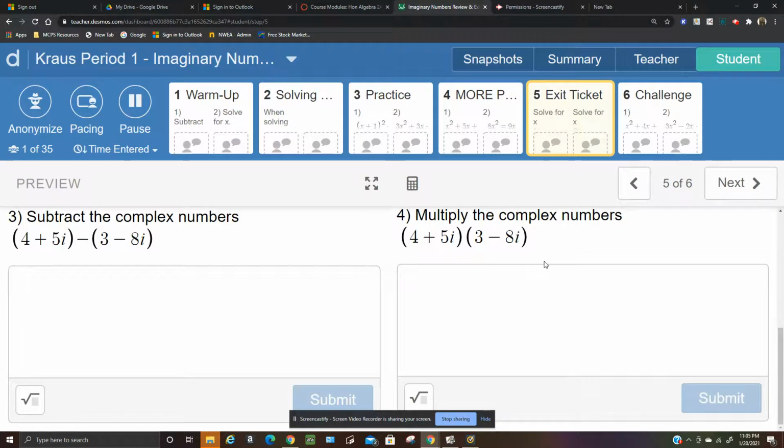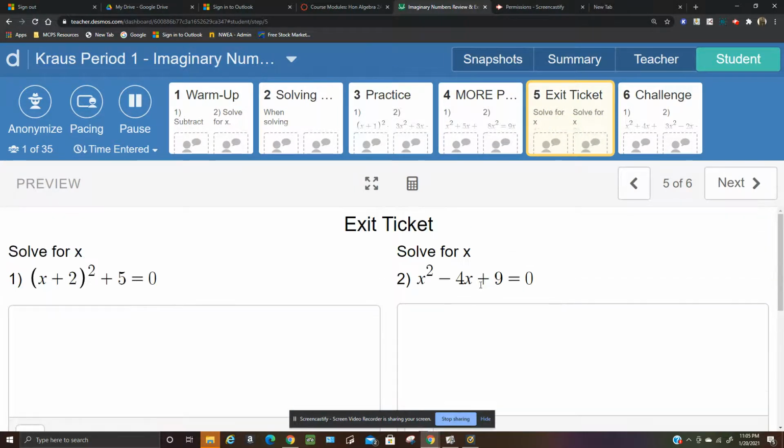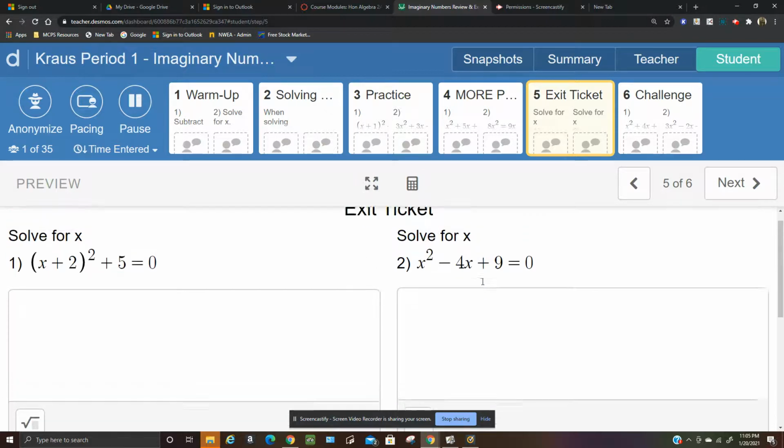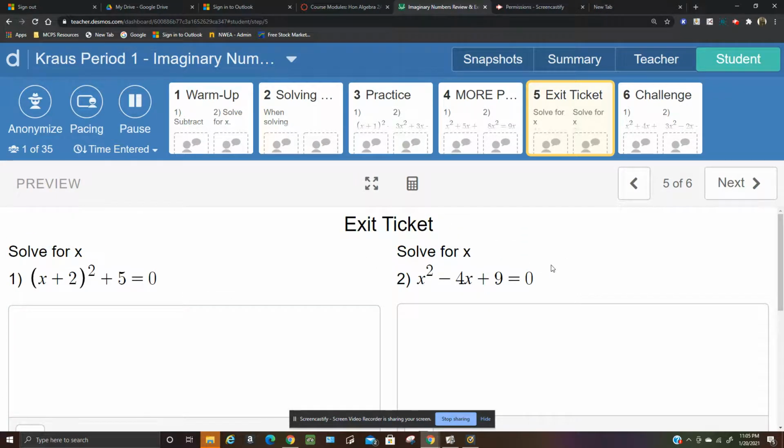This is the same exit ticket as the previous activity, so I'm going to grade it here. I made the other one 0 because it changed some of the slides here.